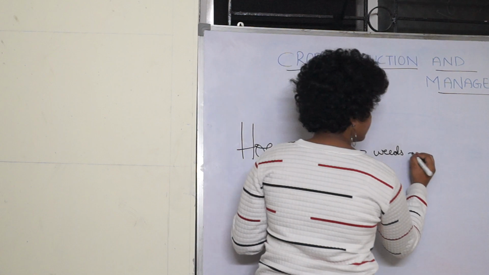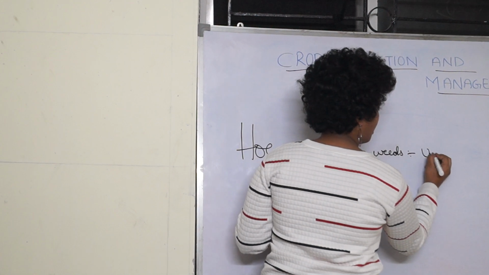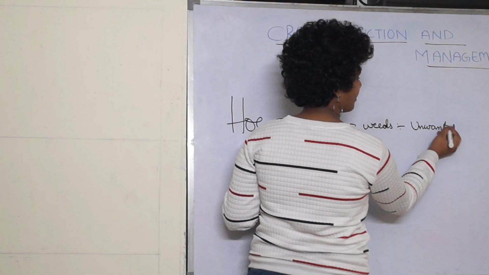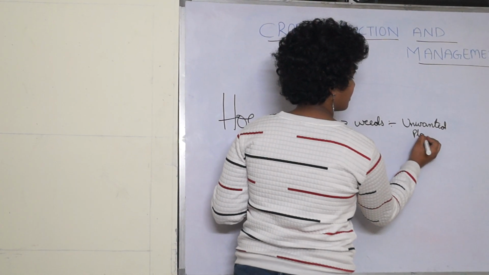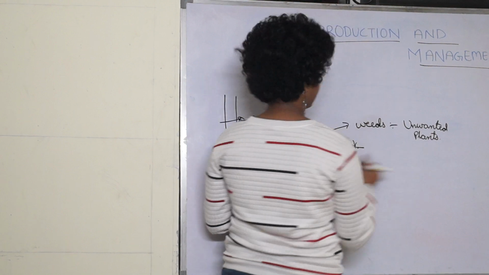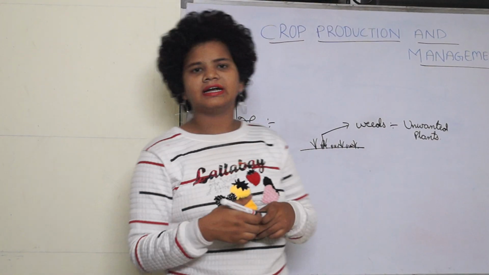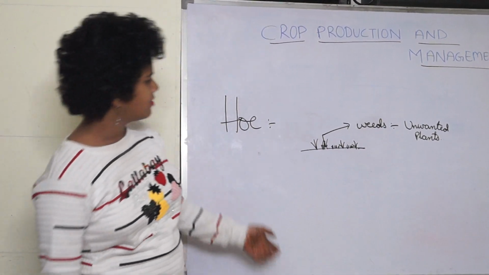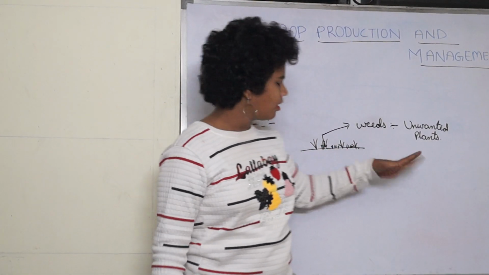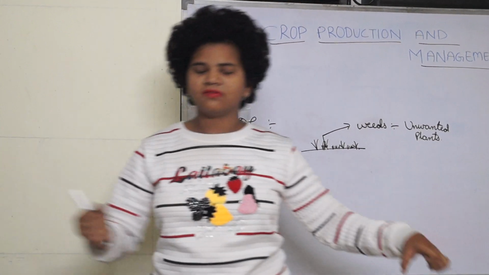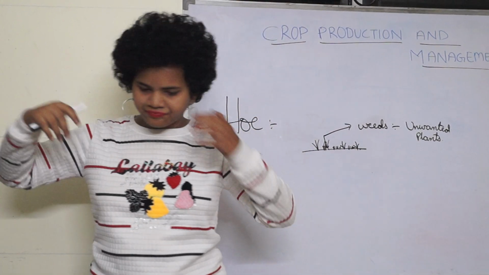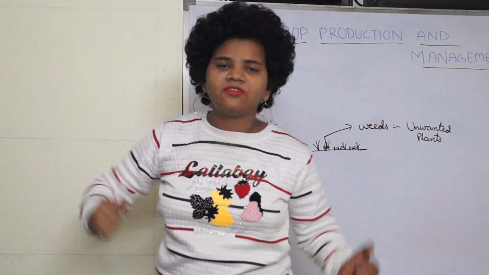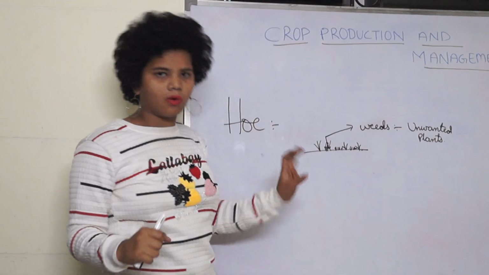Weeds means unwanted plants. Okay, unwanted plants, undesirable plants are called weeds. So we have weeds. The removing of the weeds, or else the process of taking them off, is called hoe.